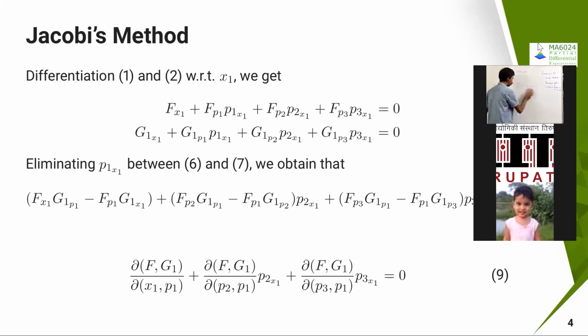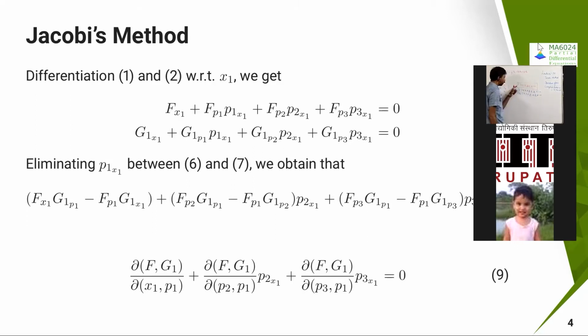So I'm just going to differentiate the f with respect to x1. Okay, and similarly g1 I am just going to differentiate with respect to this one. So I have two things. So g1(x1, x2, x3, p1, p2, p3, a) equal to 0. Similarly, I have g2(x1, x2, x3, p1, p2, p3, b) equal to 0.